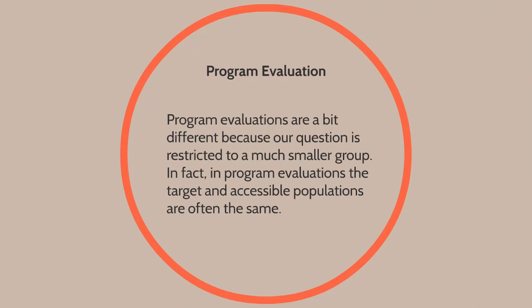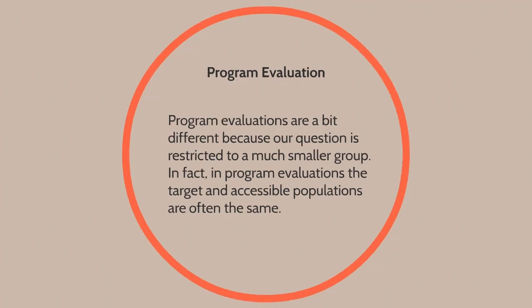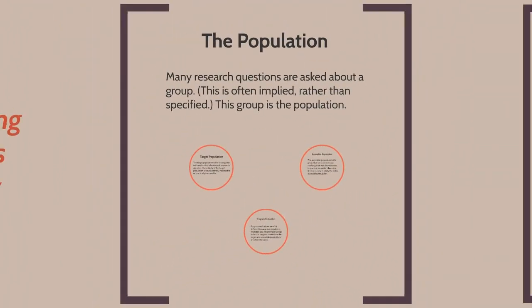The general idea is that target populations are inaccessible. Accessible populations are accessible, but we don't have the resources to look at everyone. But in program evaluation, both target and accessible populations can be studied and are often the same. So that's it for talking about the population. Next, we're going to talk about the sample.